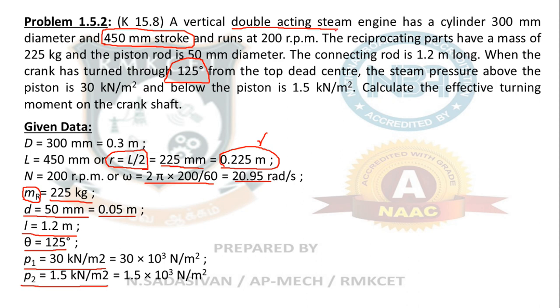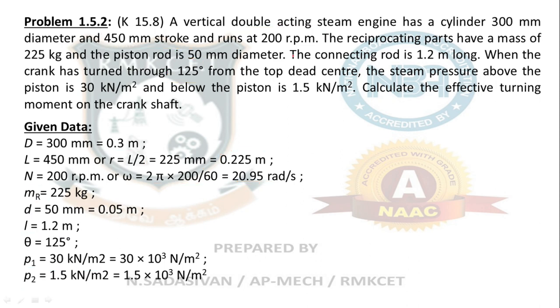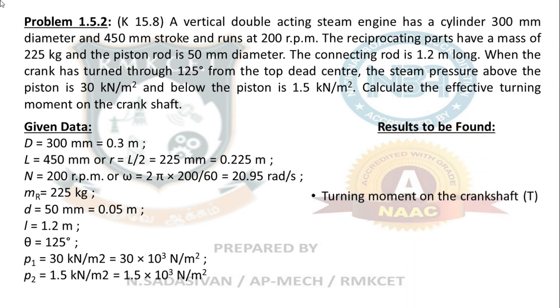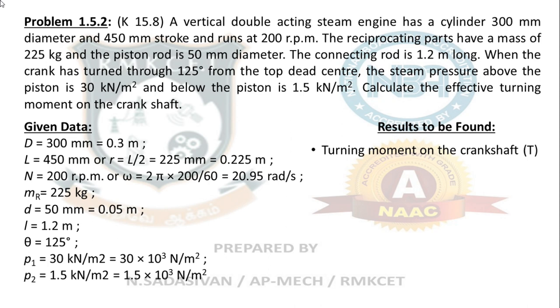Okay, so now let us see what are all the things we have to find out. Results, the question asked is only one question is there: turning moment on the crankshaft. Just we have to find out the torque. Only one answer is required, but it is not possible to straight away find the torque. So if you look into the formula of the torque, you will understand what are all the prerequisites we have to find out for solving the problem.